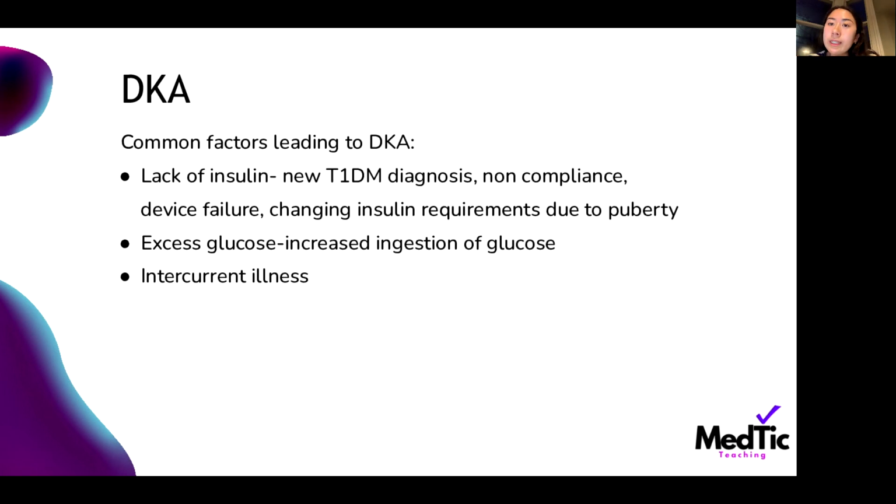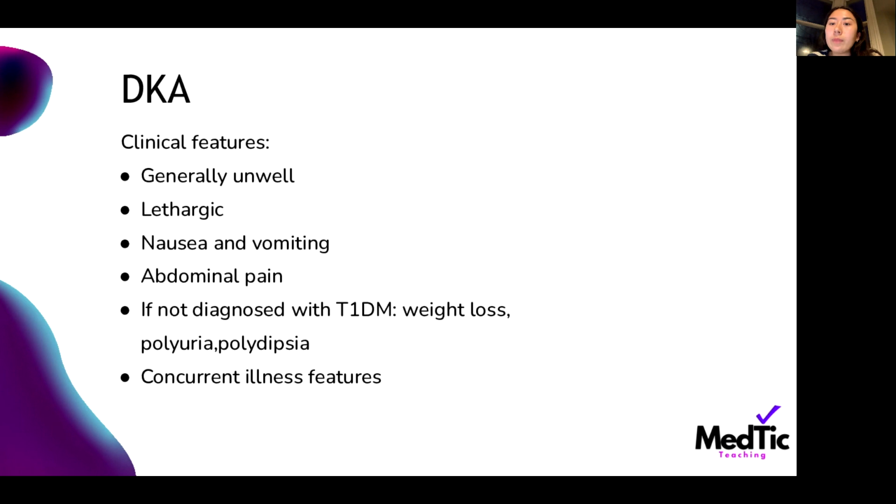So common factors leading to DKA: it could be a new type 1 diabetes diagnosis, and that's how DKA most commonly presents. But it can also be due to non-compliance, device failure, changes in insulin requirements at puberty stages, maybe a change in diet, so increased ingestion of glucose. Also it can be during periods of illness as well. So there's a theme here with the vomiting.